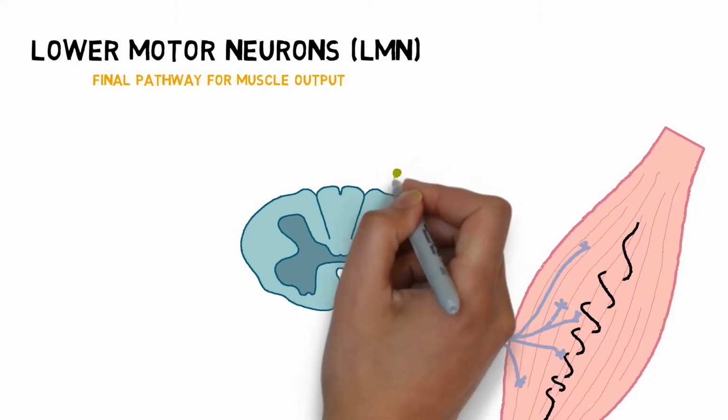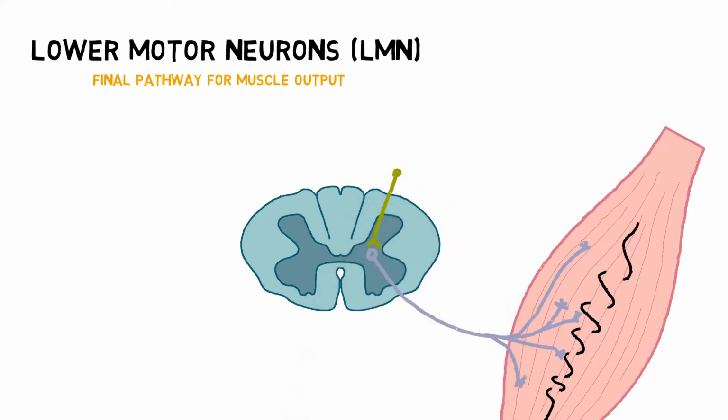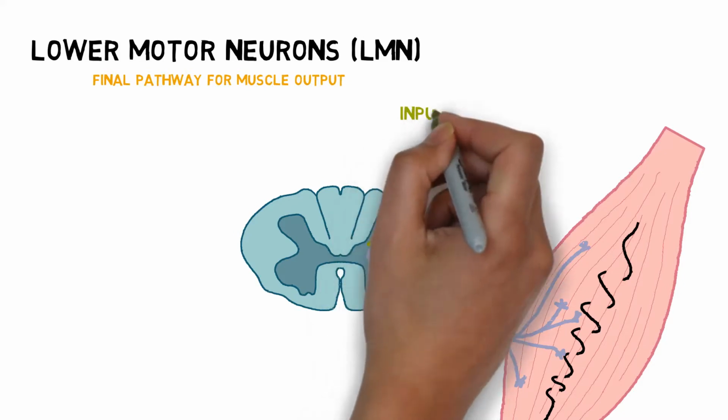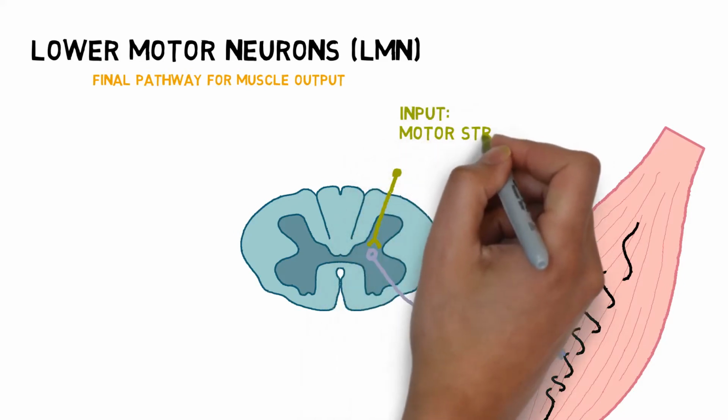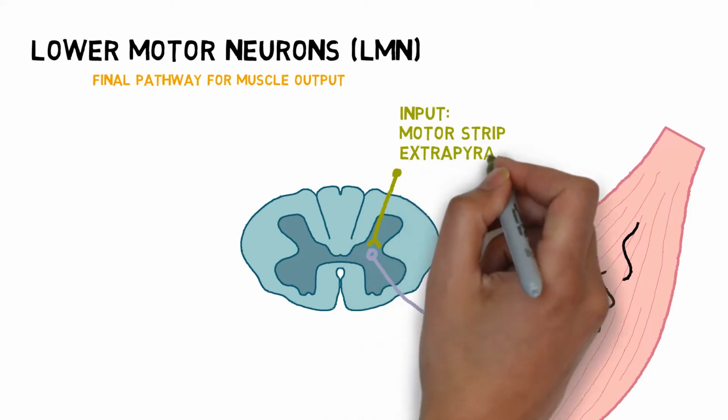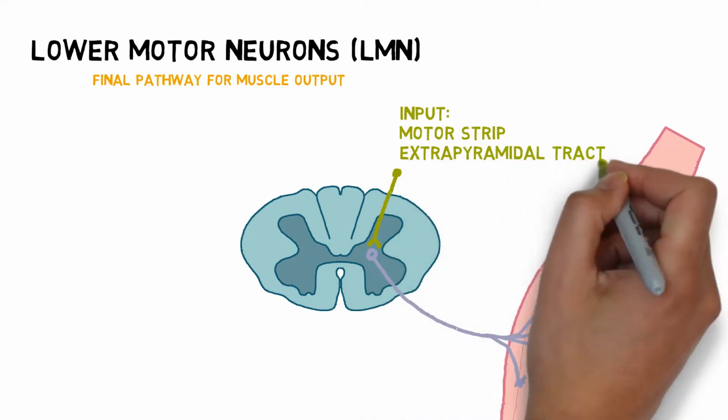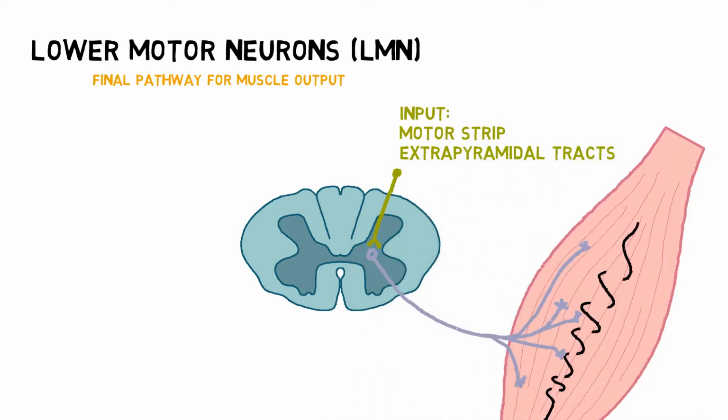Many inputs come to the lower motor neuron, both from the pyramidal tract and the extrapyramidal tracts. The main input to the lower motor neuron is from the motor strip of the cerebral cortex, but this is modulated and adjusted by all the other extrapyramidal tracts to produce smooth, coordinated movement.